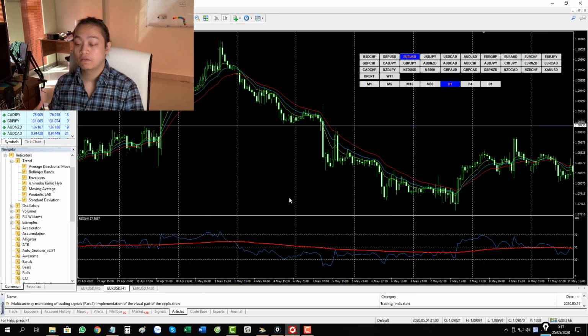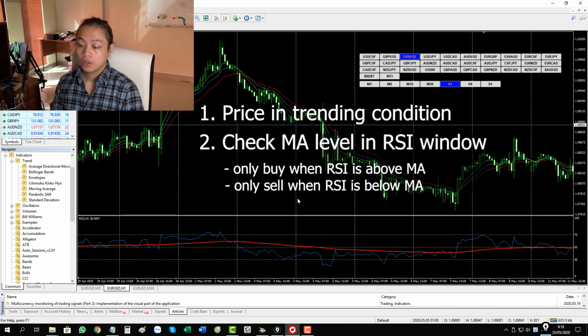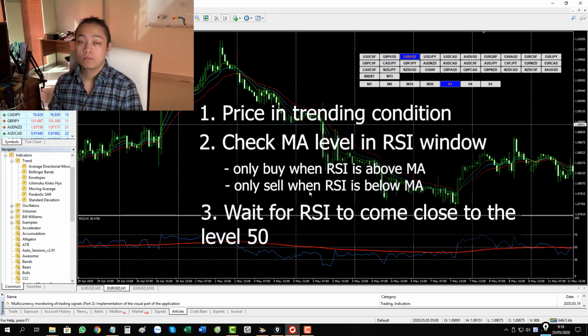Like I said before, the level 50 you should only use in a trending condition to give the best result. Do not use it in the consolidation or sideways condition of the market. So there are three criteria to use the 50 level. First of all, you need to confirm that the market is in a trending condition. Second, you check the MA level in the RSI window. We only buy when RSI is above the MA level, and we only sell when RSI is under the moving average level. And third, you need to wait for RSI to come back to the 50 level before you open the trade. I'll give you an example on the price chart now.